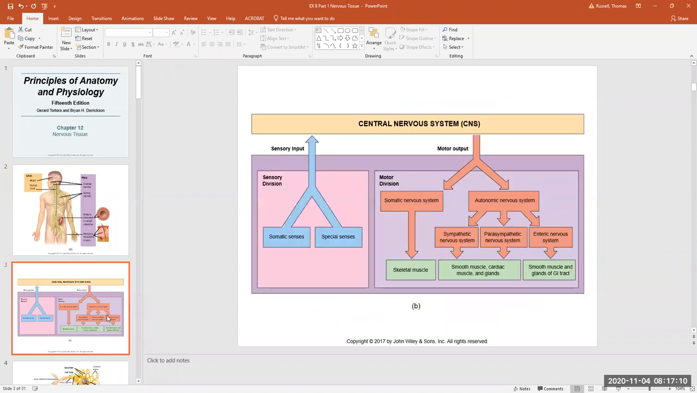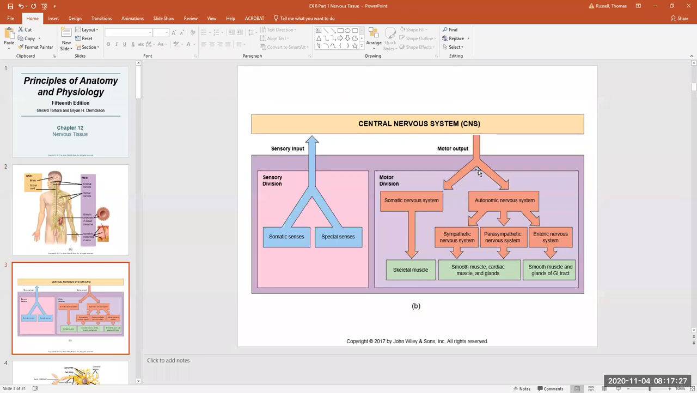That's what we're about to learn. So that's what you're looking at in this box. This box would represent a nerve. Some of the neurons in that nerve carry information to the CNS, and some carry information out. So we just call that sensory input and motor output.